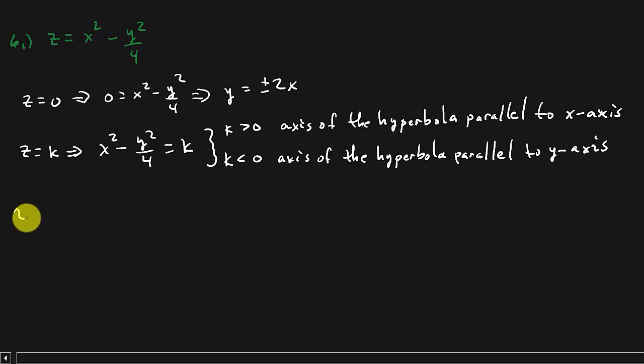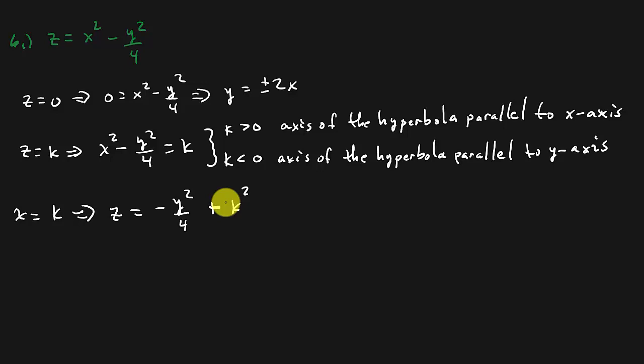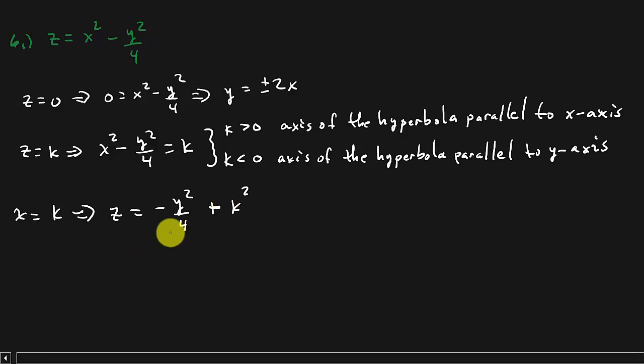So now, what if I have x equal k? K takes on any value. Well, that's going to leave me with z equals negative y squared over 4 plus k squared. All right, so when x is a value, I get this. So what's the trace? The trace is a parabola that opens which way? Down, right? Because we have a negative in front. Opens down in which plane? In the YZ plane. All right.